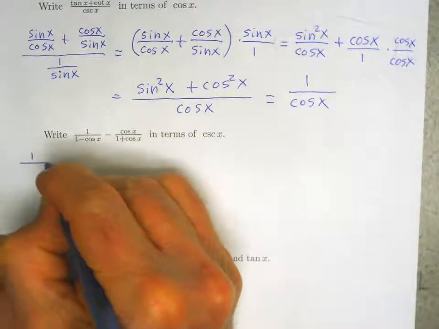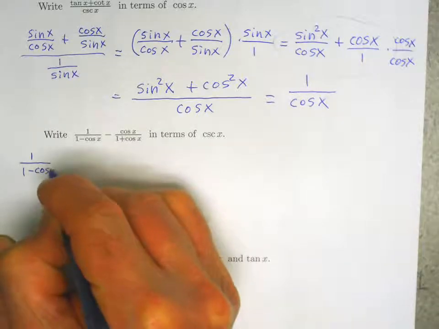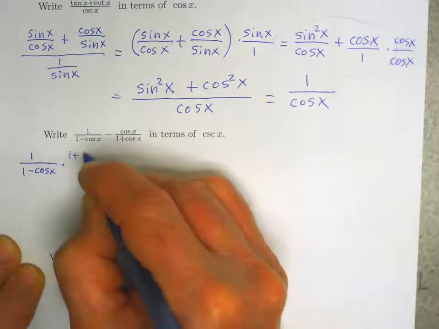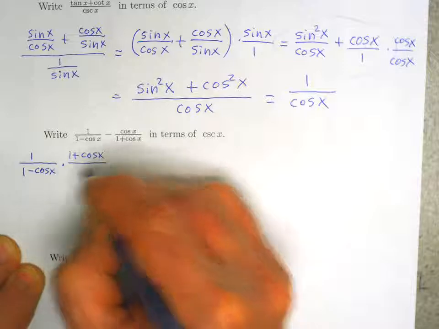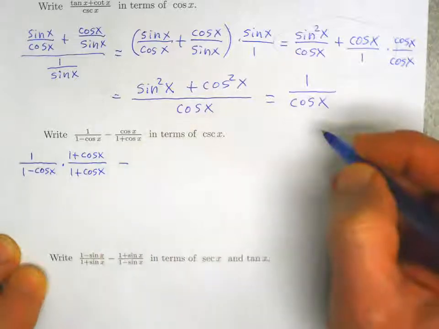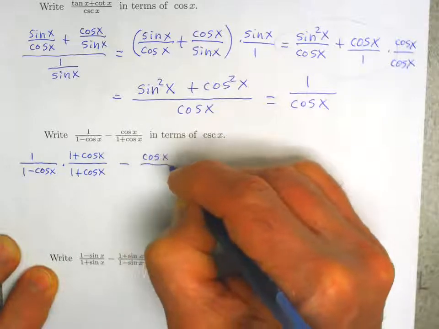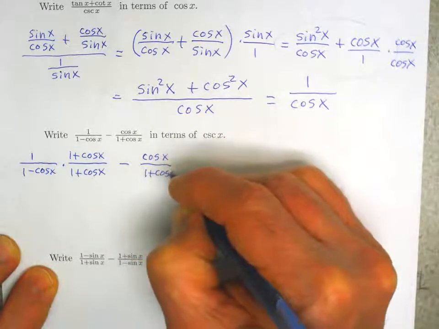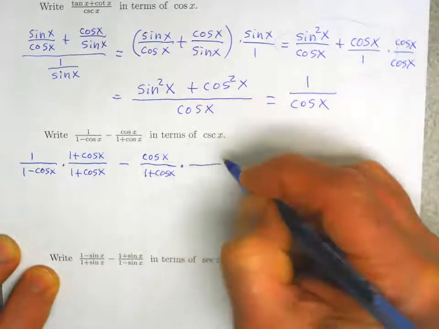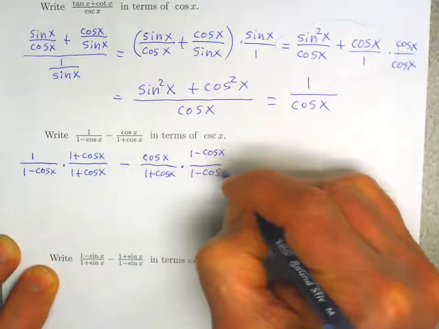So if we multiply the expression on the left, 1 over 1 minus cosine of x, by 1 in the form 1 plus the cosine of x over 1 plus the cosine of x. And then we're going to subtract. So the original one is cosine of x over 1 plus cosine of x. We will also multiply this by 1, but the form that 1 takes for this one will be 1 minus cosine of x over 1 minus cosine of x.